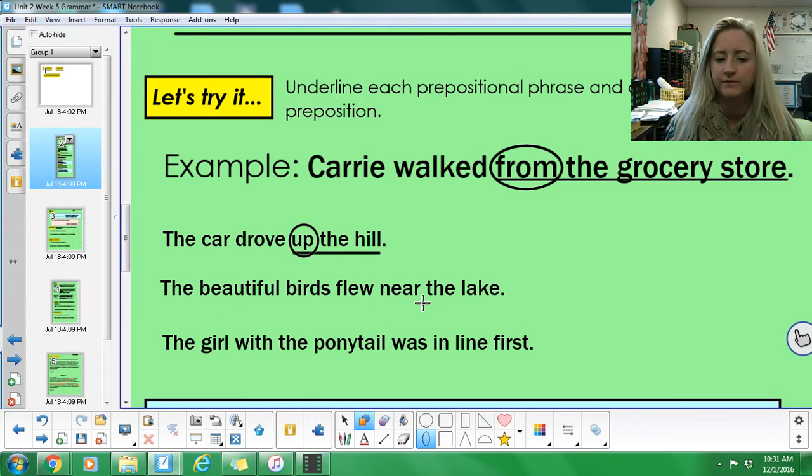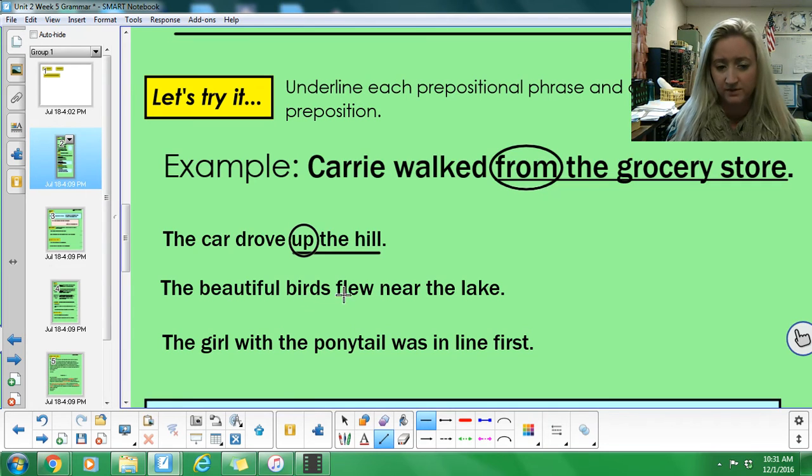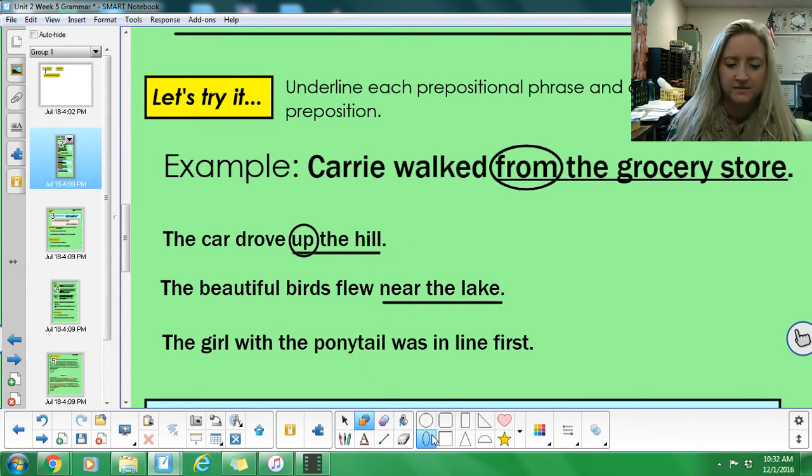The beautiful birds flew near the lake. I have a subject, my beautiful birds. They're flying, that's my verb. Near the lake's my prepositional phrase. Up the hill, near the lake. Got that beat going? You should maybe make a song. Near's my preposition, so I'm going to circle it.